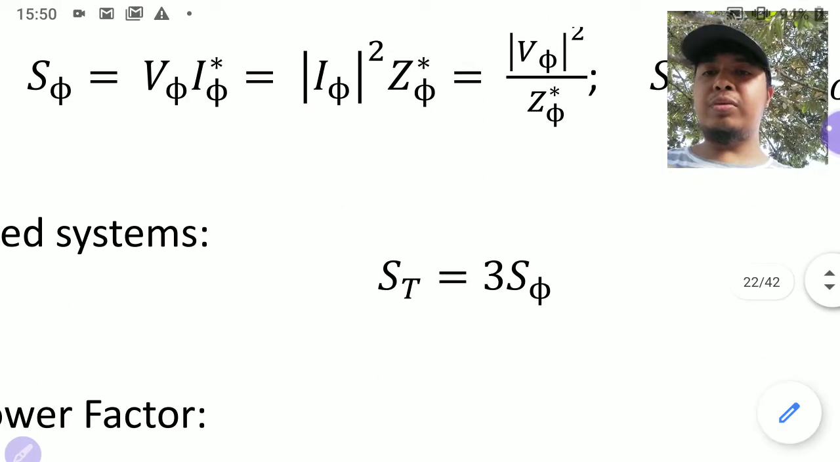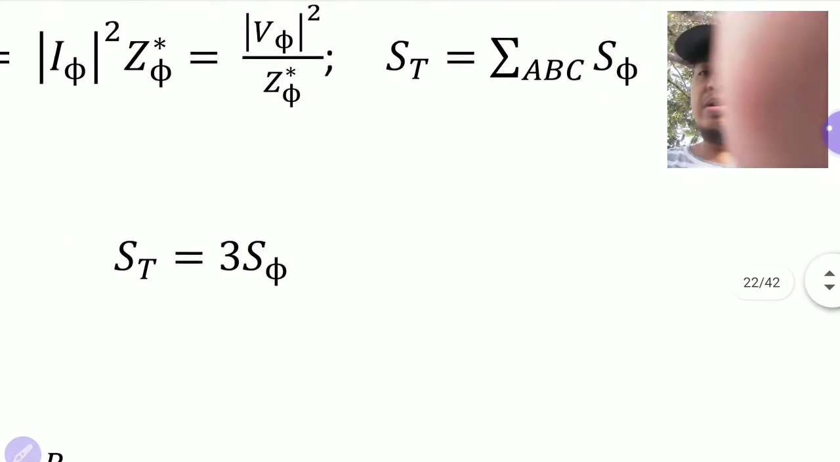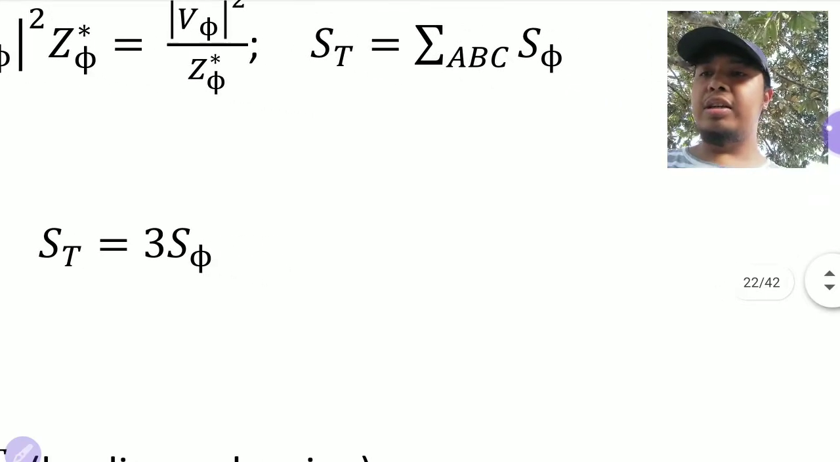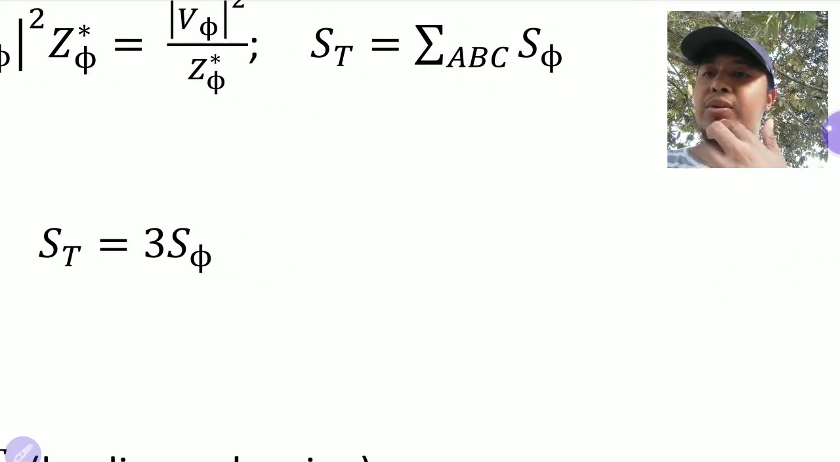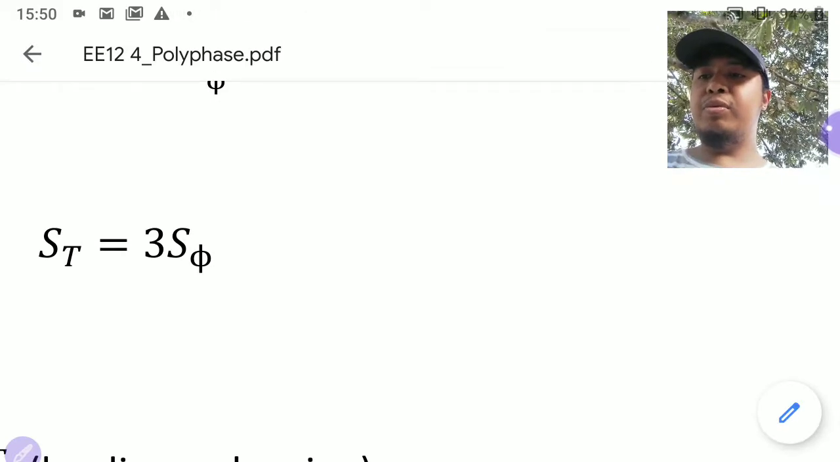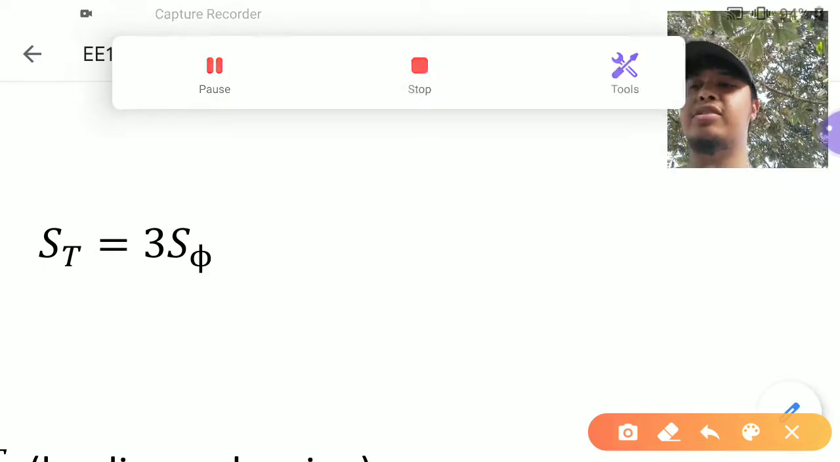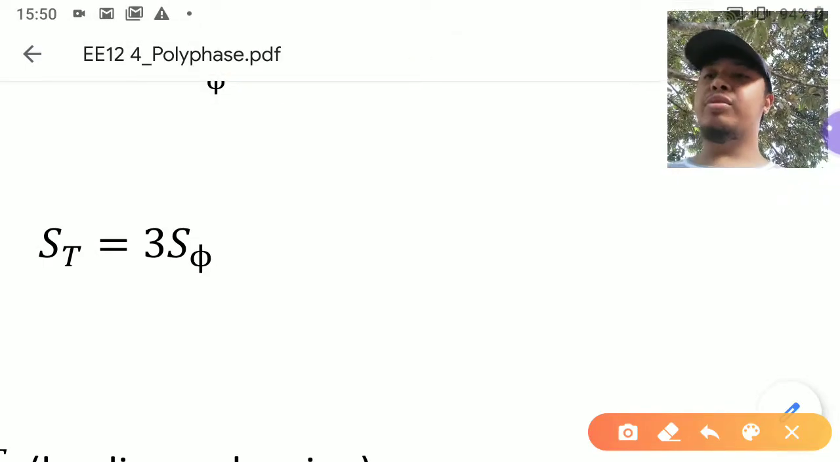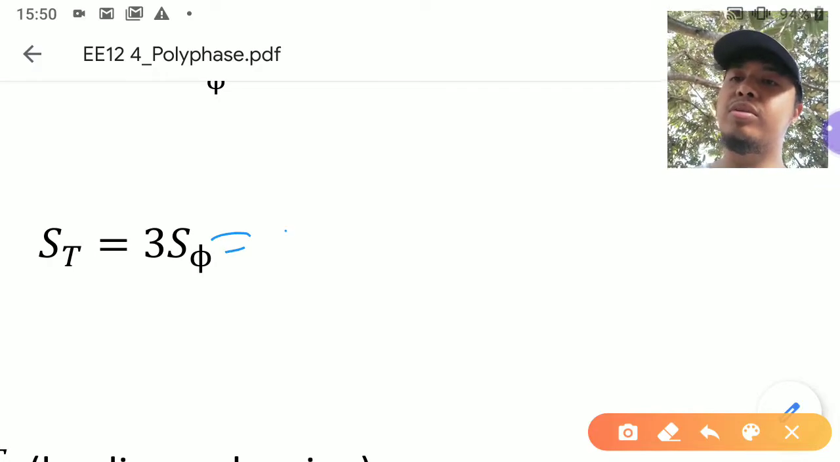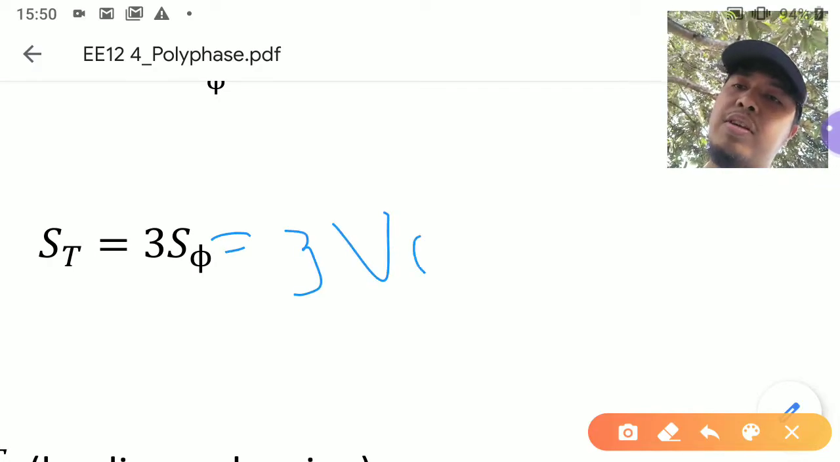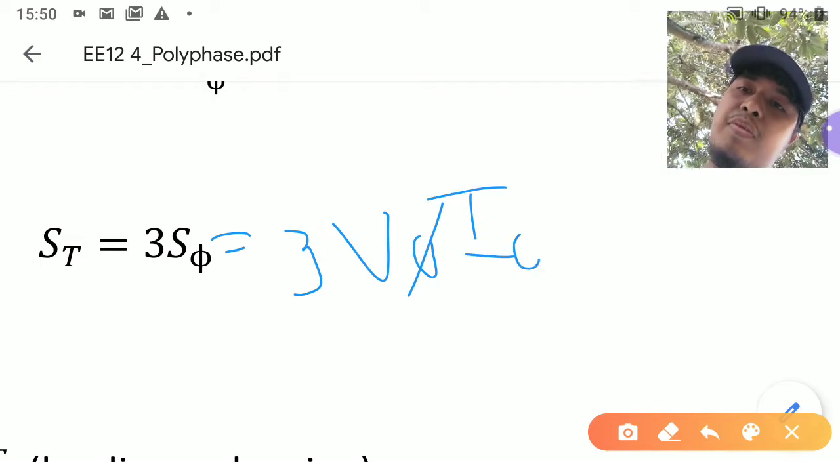I think I want to emphasize more on this equation. This equation is actually interesting. This S total is equal to 3 S phase. This will work if your system is balanced. Now the thing here is that if you have a balanced system, your total power is just equal to 3 S phase, which is also equal to 3 times V phase I phase conjugate.